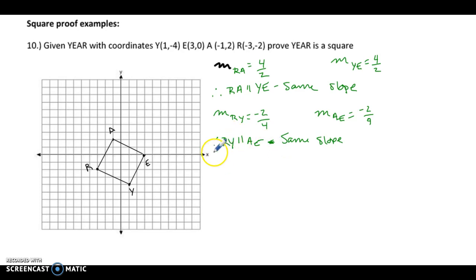Okay, so let's mark the sides that we know are parallel. And before I move on, let's say that this is a parallelogram first. So YEAR is a parallelogram because opposite sides are parallel.